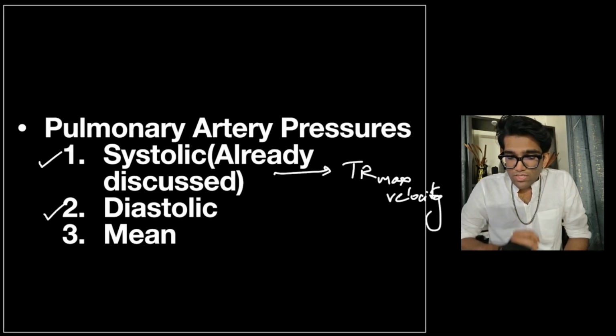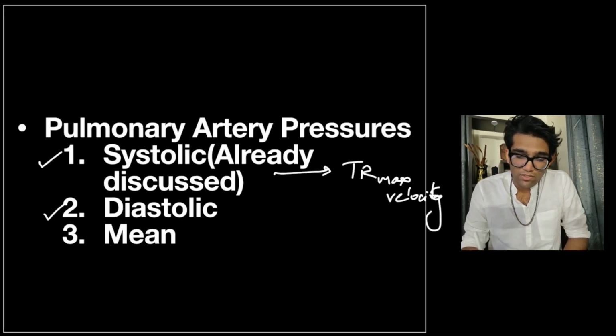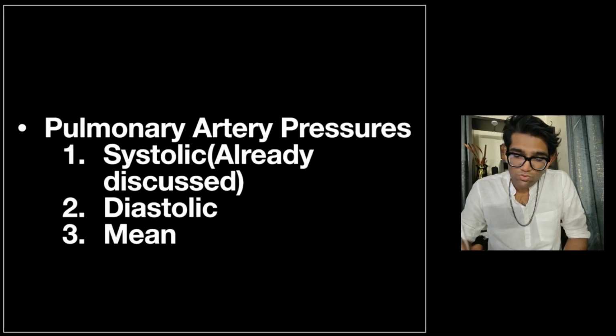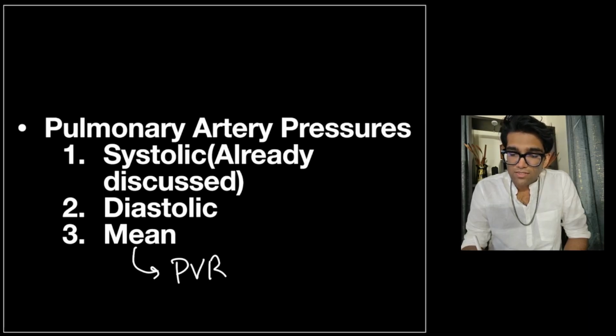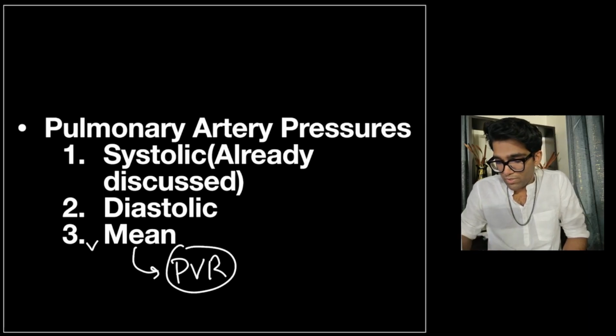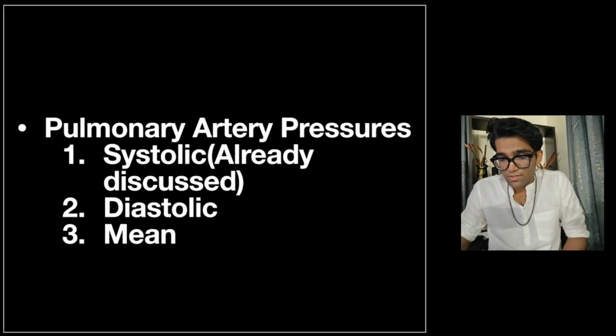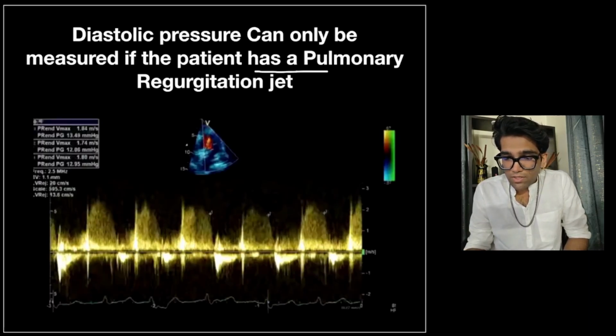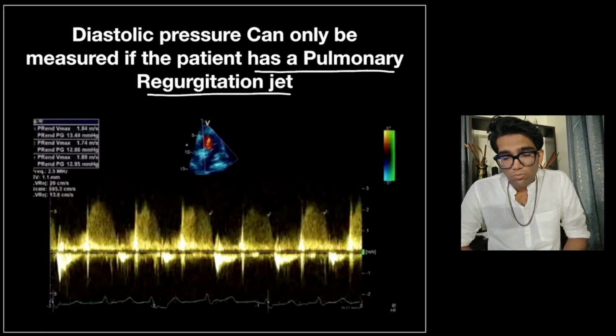Diastolic, we will see how we measure it, and then we'll talk about the different ways of measuring mean pulmonary artery pressure. And notably, it is the mean pulmonary artery pressure that is used to estimate the pulmonary vascular resistance. So we need to get to the mean pressure in order to calculate the pulmonary vascular resistance. The diastolic pressure can only be measured if the patient has a pulmonary regurgitant jet. If there is no pulmonary regurgitation, I can't directly measure the pulmonary diastolic pressure.